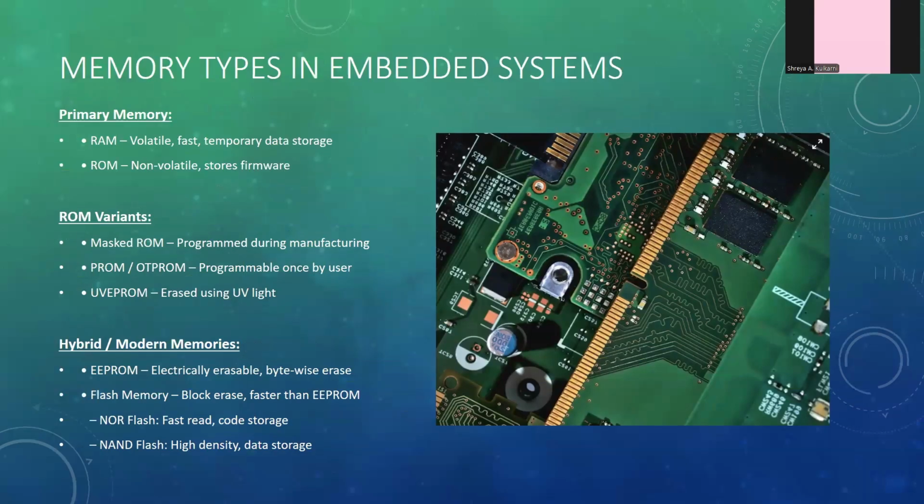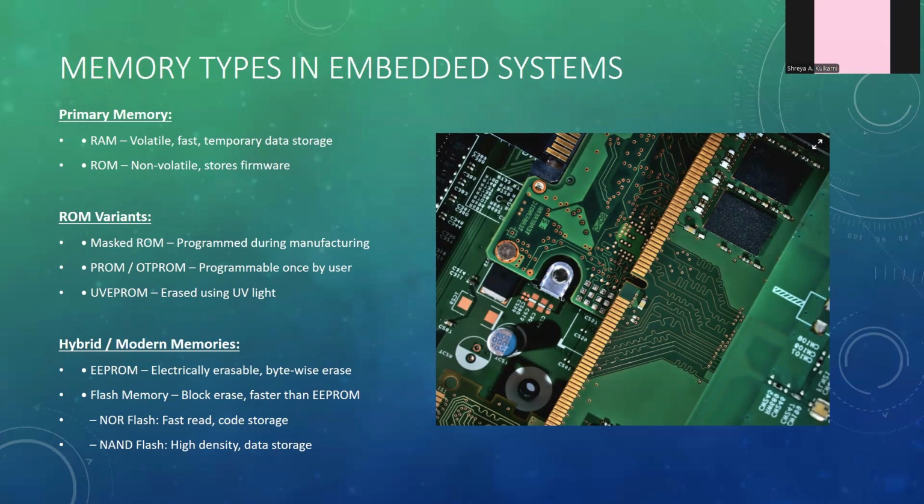So the types of memory in embedded systems. We had discussed previously the two types, RAM and ROM, where RAM is the random access memory, and ROM is the read-only memory. Now we'll be looking at the types of ROM. Masked ROM is used to store important data like manufacturing date, chip ID, etc. These are programmed during manufacturing.